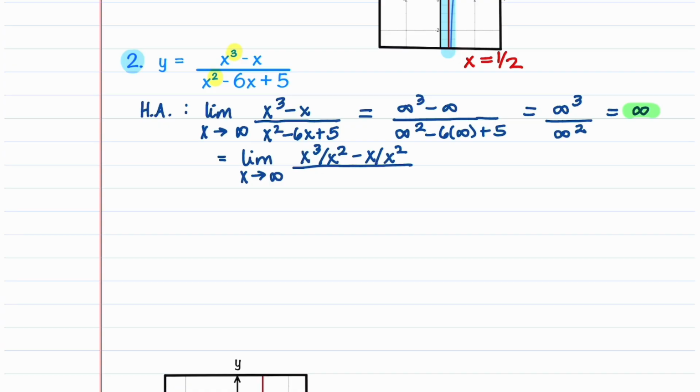We're dividing the top and the bottom by x squared, so this is 1 minus 6 over x plus 5 over x squared. This term goes to 0, as does this term and this term. So we're left with the limit as x goes to infinity of x, which is just infinity. And that matches what we got earlier. Now let's look at what happens as x approaches minus infinity.